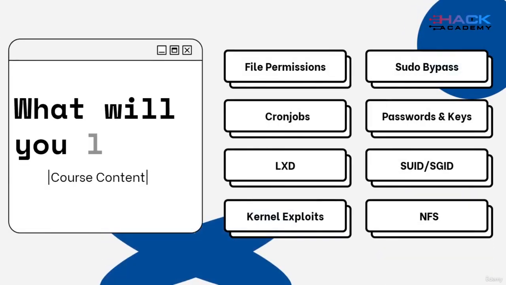You will learn about Linux Privilege Escalation with file permissions, sudo bypass, cron jobs, passwords and keys, LXD, SUID and SGID, kernel exploits and NFS. We will cover each one of them in detail and make sure we first understand the theory before moving to the practical examples. After completing this course, you will go from beginner to advanced in Linux Privilege Escalation.